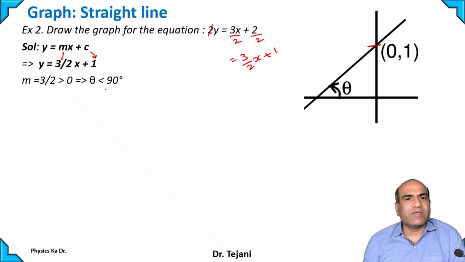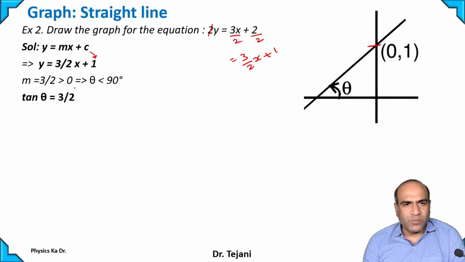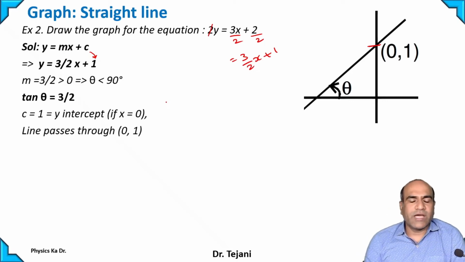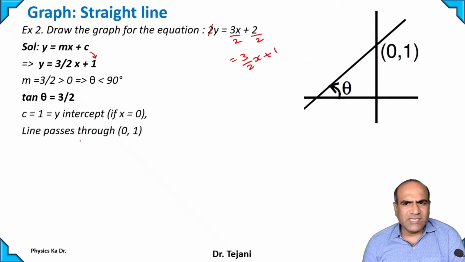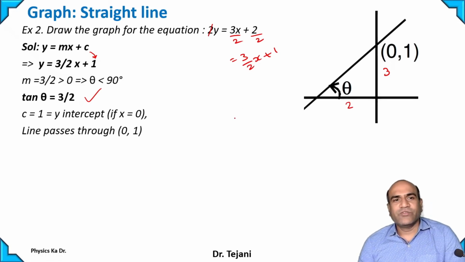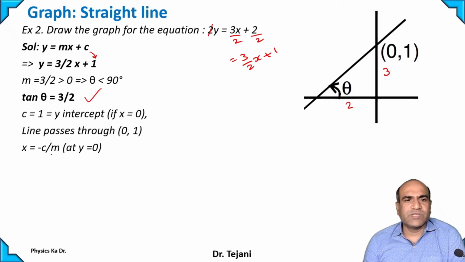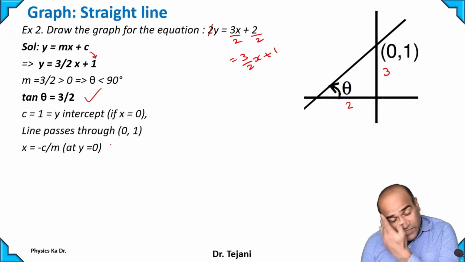And m is positive, that means the angle theta should be less than 90 degrees. Tan theta is equal to 3 by 2. We can put the y intercept, we already have it, so the line passes through 0, comma 1. That we all know very well. What next? We can find the next point, or we can take the slope. This side should have 3, and the nearer side should have 2. Is it correct? Think and tell me. How can we find another point? X is equal to minus c by m, where we take y is equal to 0.